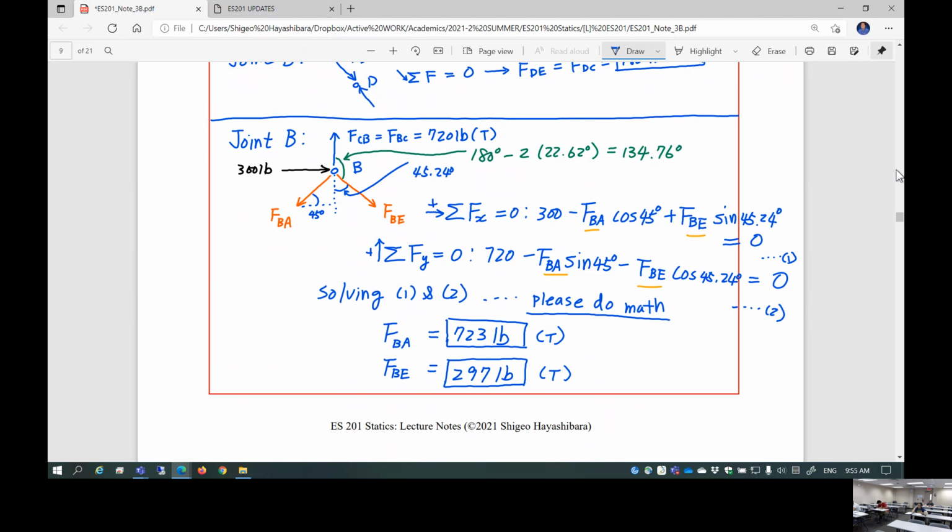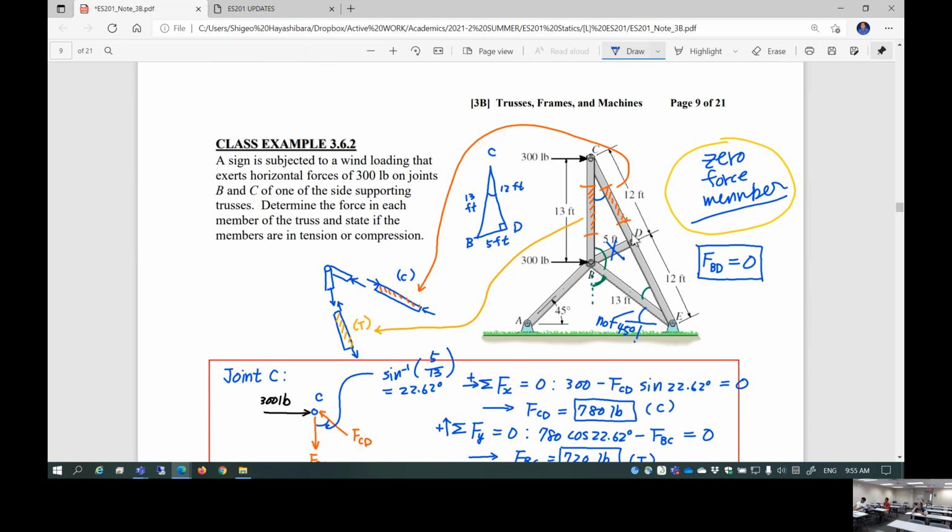Any questions? So I found everything, right? I didn't even draw the original free body diagram trying to find the support reactions to begin with. You didn't need that. So occasionally that could happen.